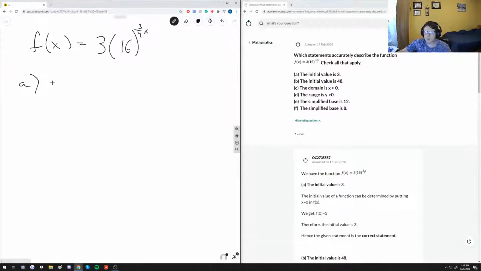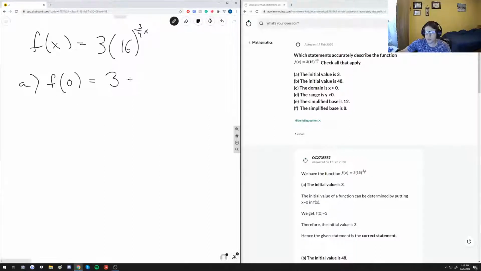So our first statement is the initial value is 3. So the initial value being 3 basically means that f of 0 is equal to 3. So we need to prove this. If this is true, then the statement is correct.